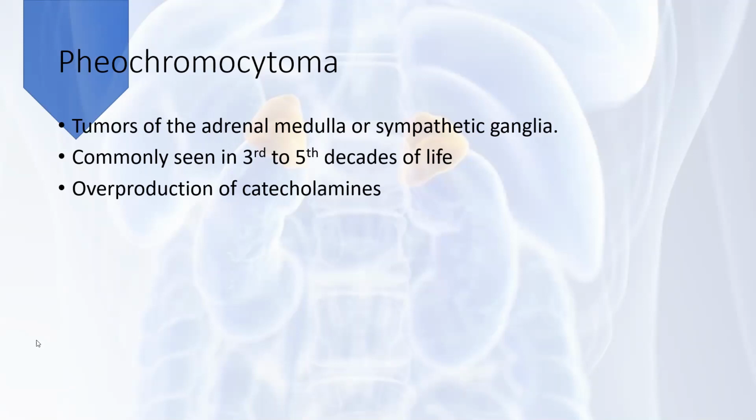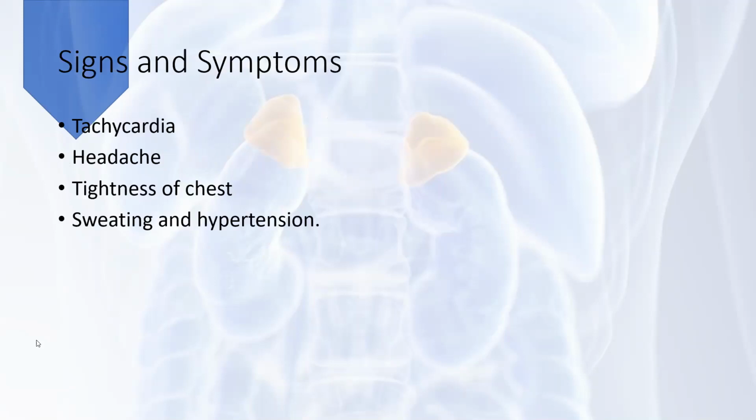We have a condition called pheochromocytoma. This is a tumor of the adrenal medulla or the sympathetic ganglia, which is most commonly seen in the third to fifth decades of life. Ibig sabihin, nasa 30 to 50 years of age, which can lead to the overproduction of catecholamines. Signs and symptoms include tachycardia, headache, tightness of chest, sweating, and hypertension.